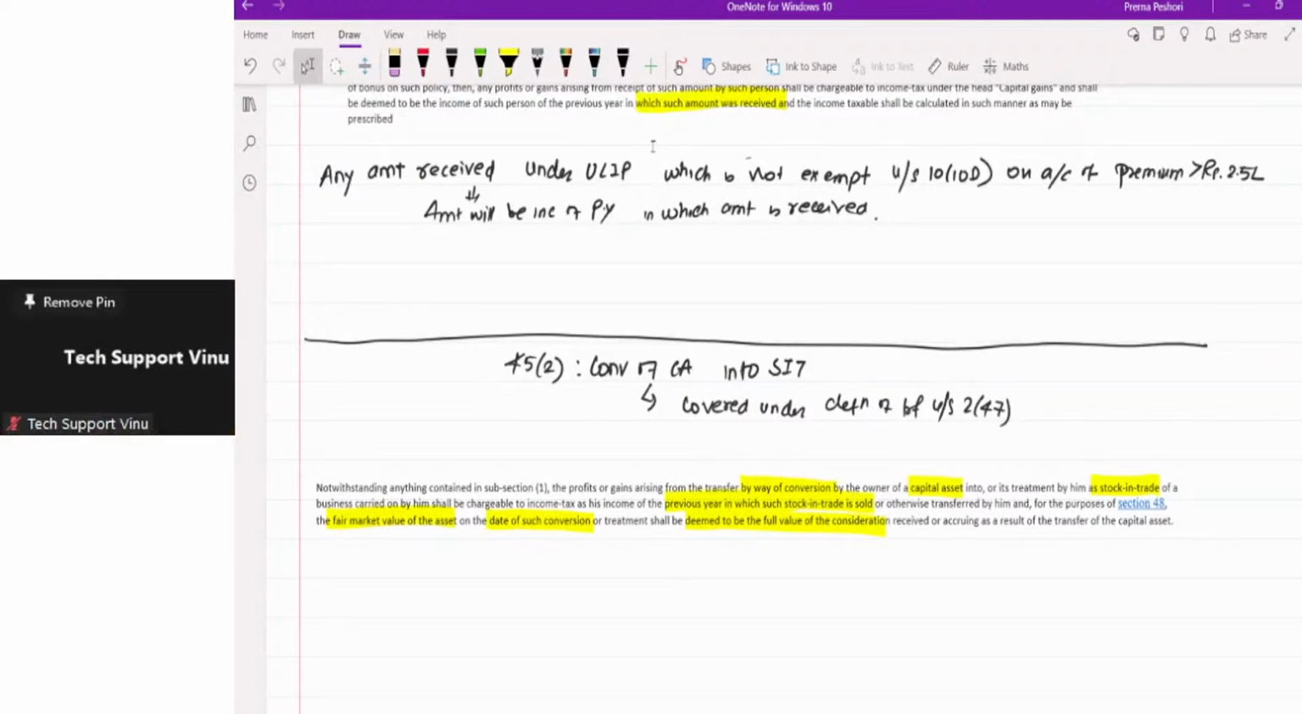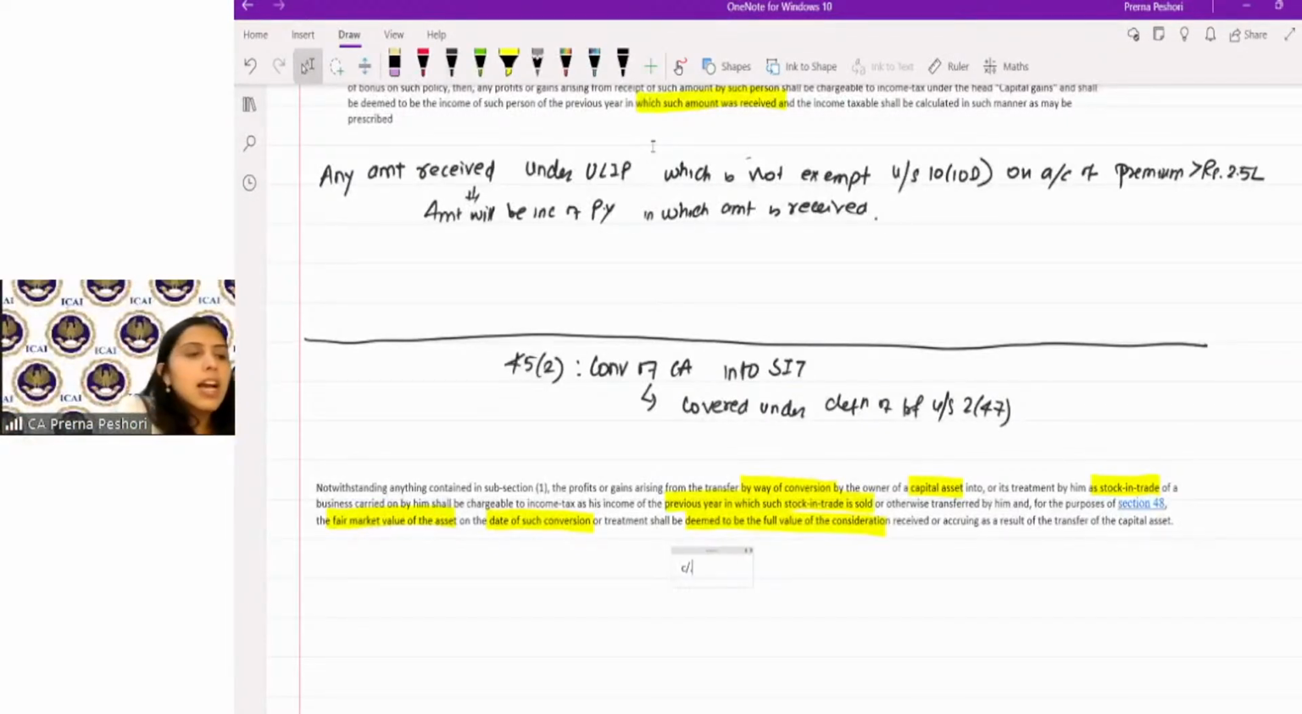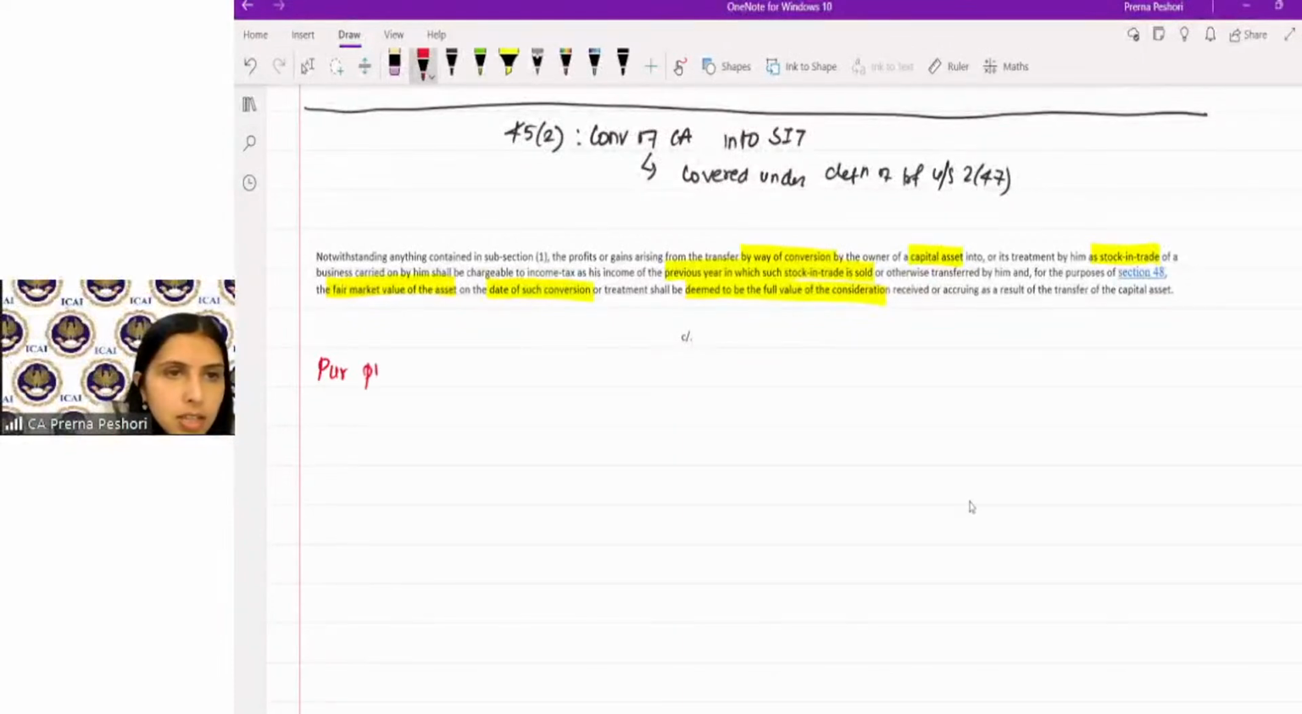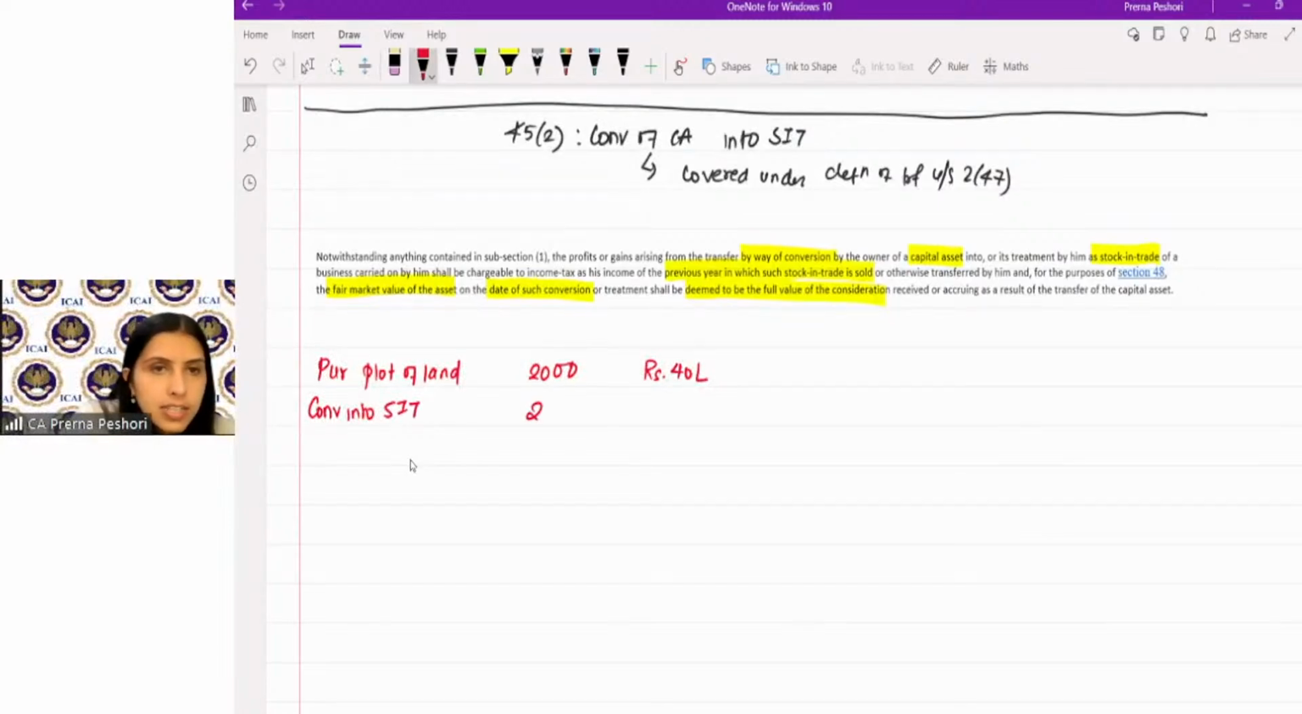Are we clear? So let's say I have purchased a plot of land, say in 2000 for rupees 40 lakhs. Now I have treated this as stock in trade, converted into stock in trade, let's say in 2001. The FMV as on this date is, let's say, rupees 60 lakhs. And finally, I have sold the land.